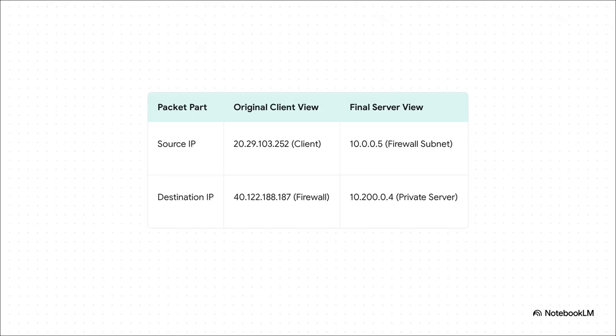The destination is now its own private IP. But here's the really crucial part. Look at the source IP. The server doesn't see the original client. Nope, it sees an IP address from the firewall's own subnet. The firewall is acting as a true middleman, protecting both sides.